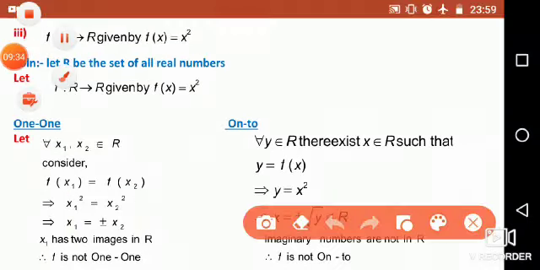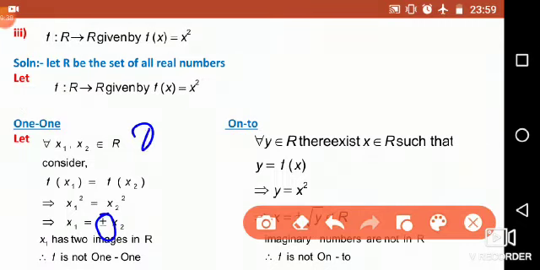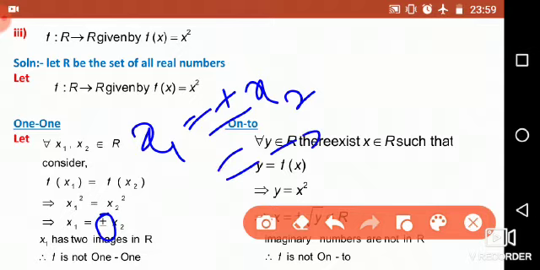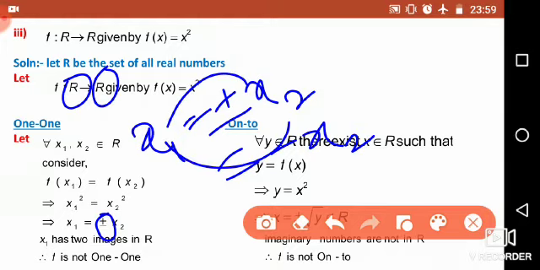Therefore, in this case, you can see that we have two values of x1. That is, one is x1 is equal to plus x2 and another is x1 is equal to minus x2. Since our domain is the set of real numbers, it has both positive as well as negative values. Therefore, x1 has two images in R, therefore f is not one-one.